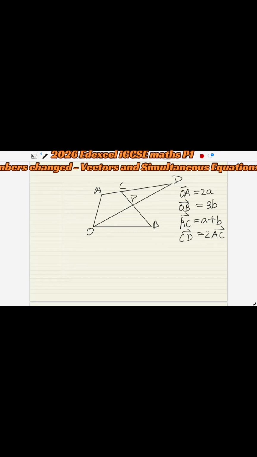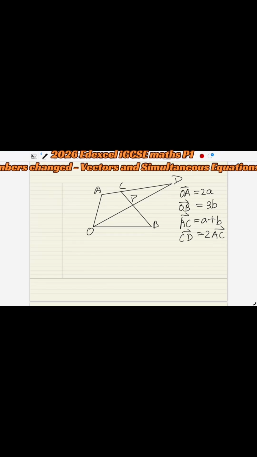Hello everyone, let's discuss a question which is the second to last question from this year's, which is year 2026, international IGCSE math exam. To avoid any unnecessary troubles, I just changed the numbers, but the question stays the same. The idea is the same, the question is the same.